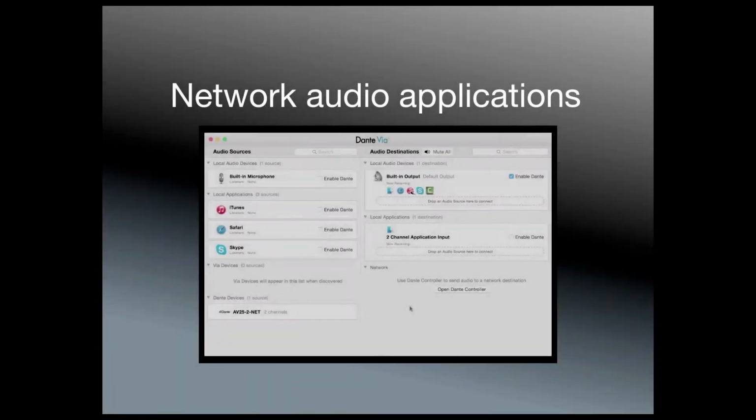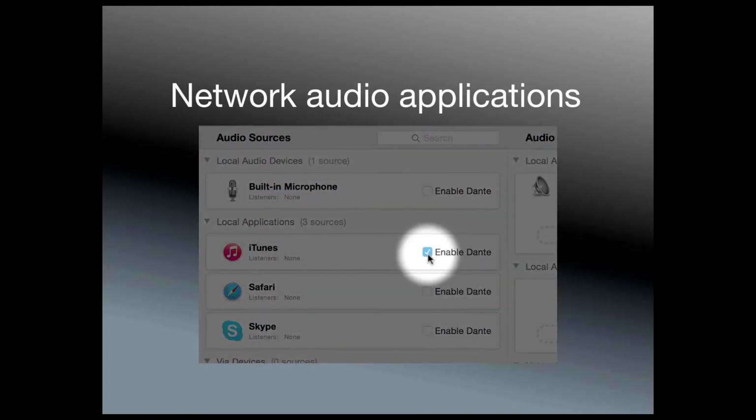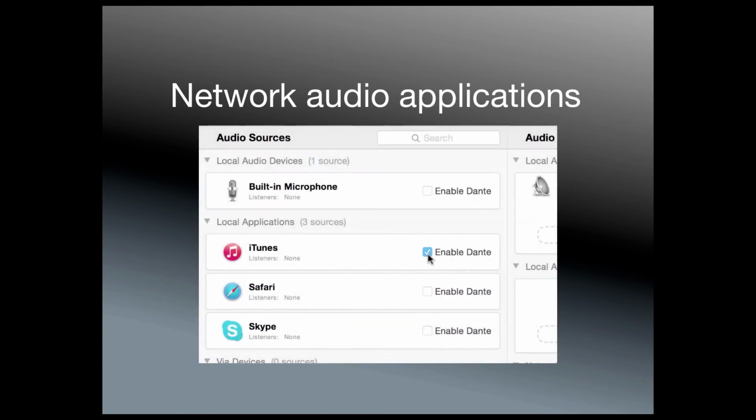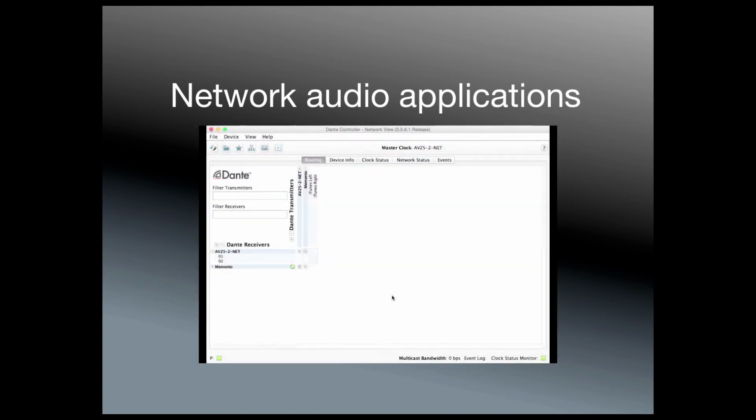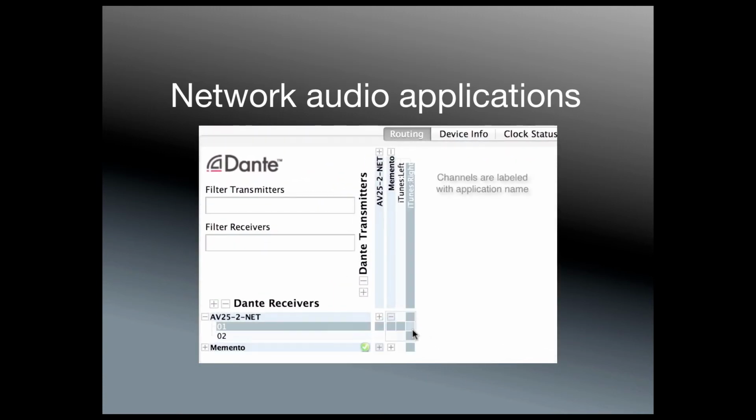So what this looks like is, there's iTunes. We enable iTunes for transmission on the network, which creates the channels. And then we flip open Dante Controller, which is a little bit hard to see, but if we zoom in, you can see that iTunes left and iTunes right are channels. And then we can route the audio from just iTunes to the amplifier that's on the network.